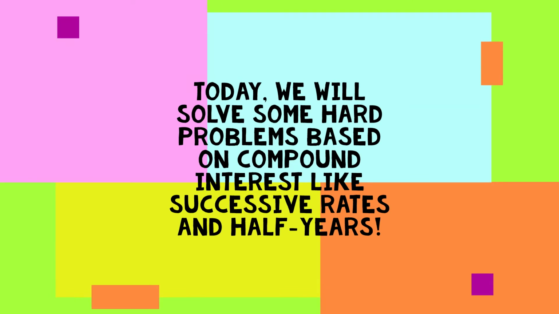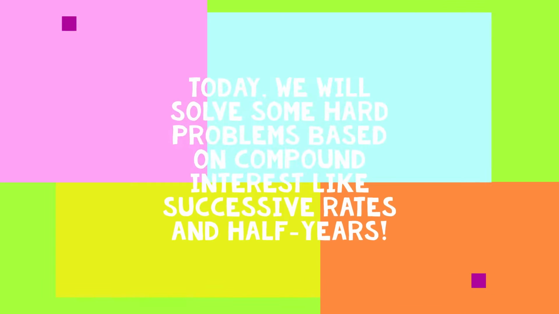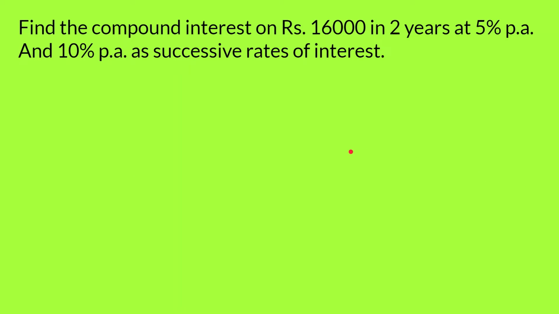Today, we will solve some hard problems based on compound interest, like successive rates and half years. In our first problem, we need to find the compound interest on 16,000 rupees in 2 years. Till here, it's all fine, but if we see the rate, it is 5% per annum and 10% per annum as successive rates of interest. We have already solved these types of questions without using a formula, but this time we'll use the formula.